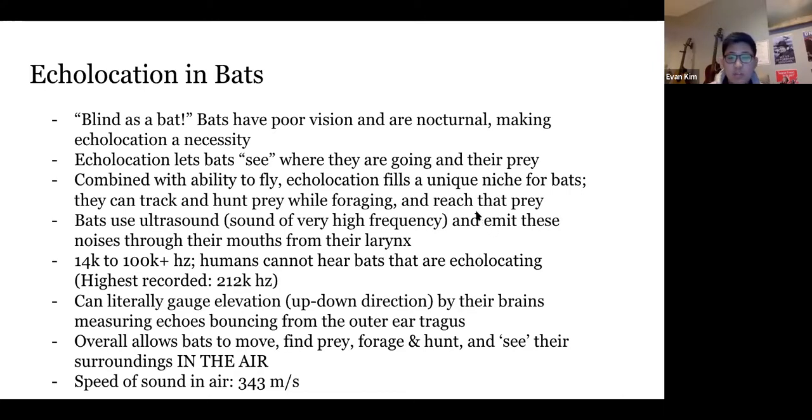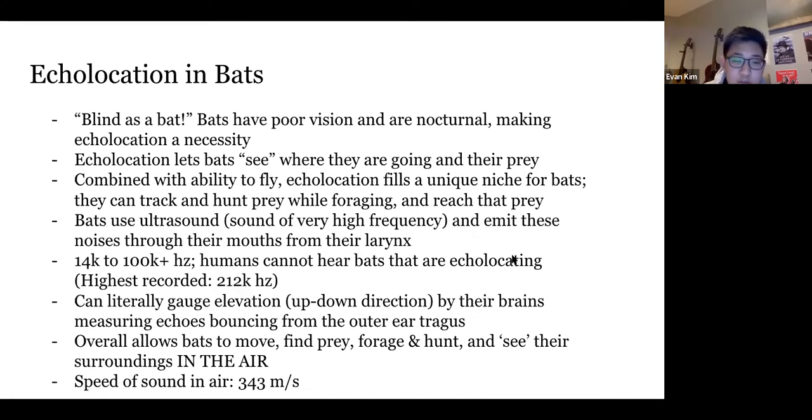So in other words, echolocation allows bats, by hunting at night, to consume things like insects that come out at those times. So the animals granted with the ability to echolocate are able to track and hunt prey during the night, which is by itself pretty unique. There aren't that many animals that are nocturnal in the way that bats are.